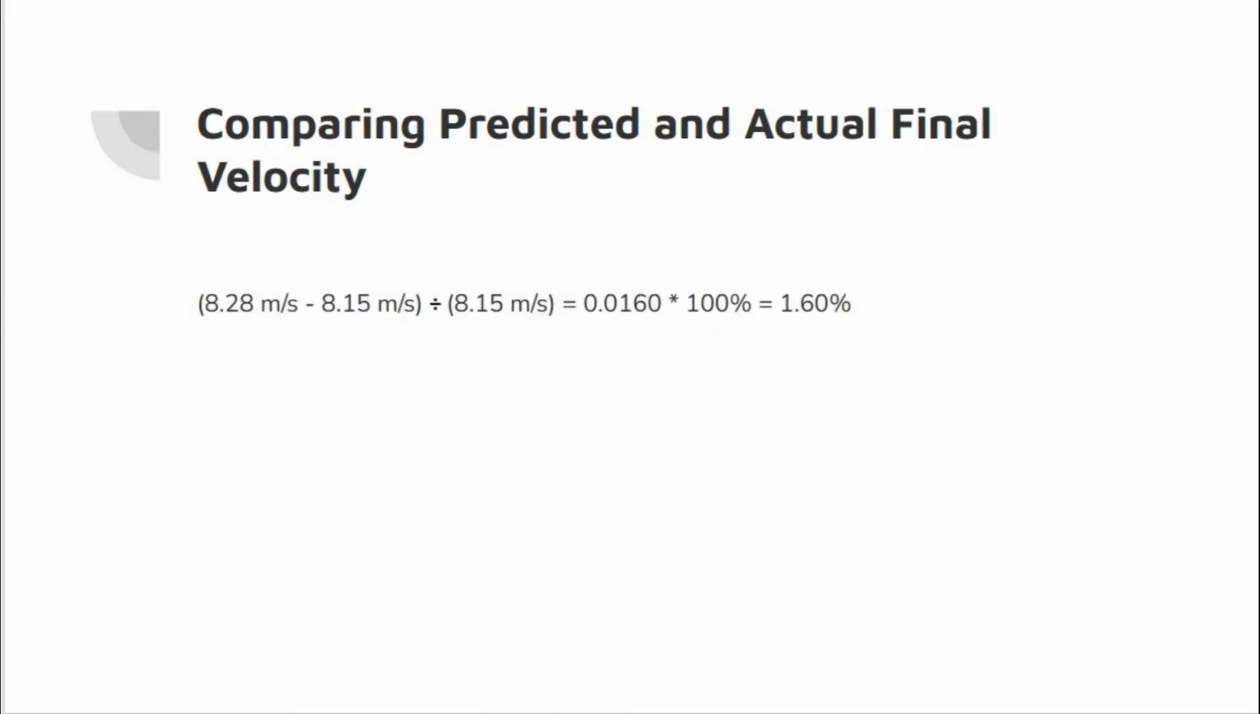Using the same approach for the predicted and our actual final value for velocity, we take the two numbers we have calculated, subtract them from each other, then divide by our final velocity, which gives us 1.60%. Our prediction was within 5% of the true final velocity, showing that our prediction is close to the true value.